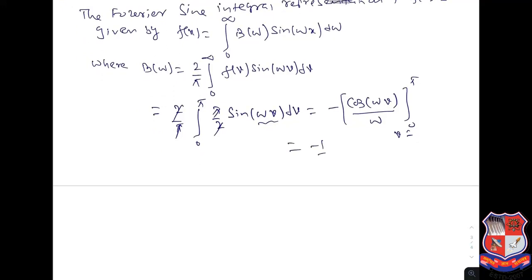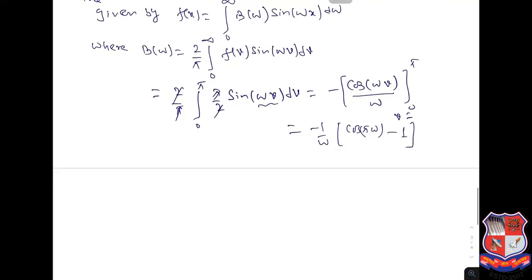And so this is equal to minus 1 over omega. When you put pi, so cosine pi omega, and when you have 0, cosine 0 is 1. So we are having 1 minus cosine pi omega over omega.